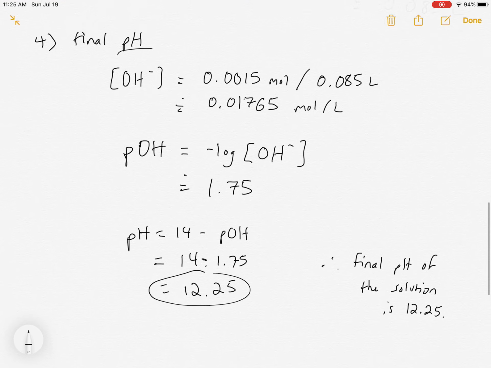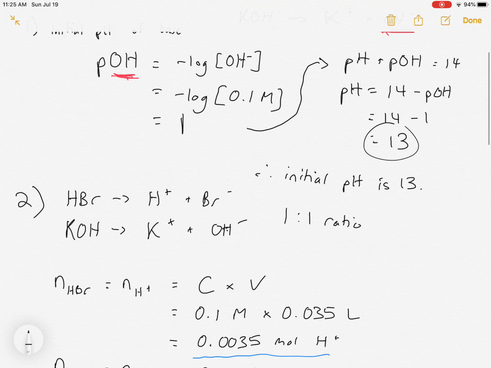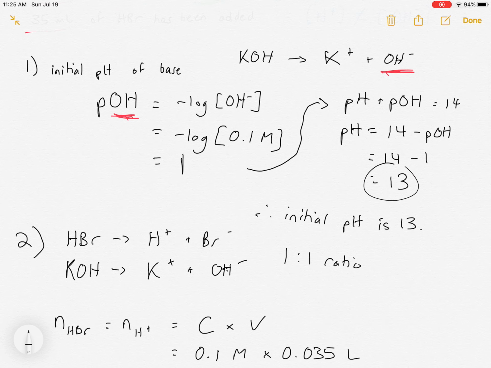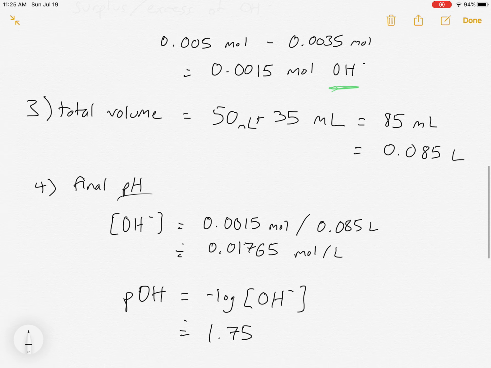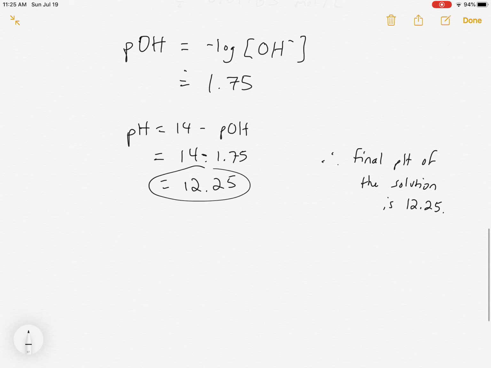Right, and we can know that this makes sense because we started with an initial pH of 13, which was very basic. And then after we added some acid there, the pH of the solution came down, which means that the pH of the solution actually decreased and became more acidic, which is exactly conceptually what you would expect to happen once you added an acid to a basic solution. So I'm going to leave this video for that example. I'll have one more to show you guys in this playlist.